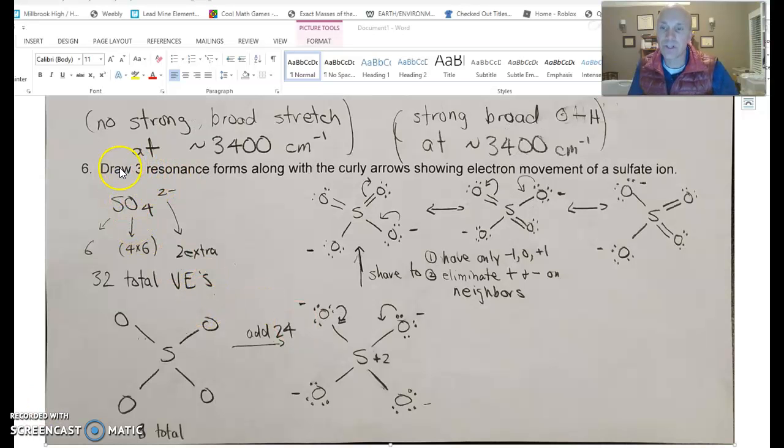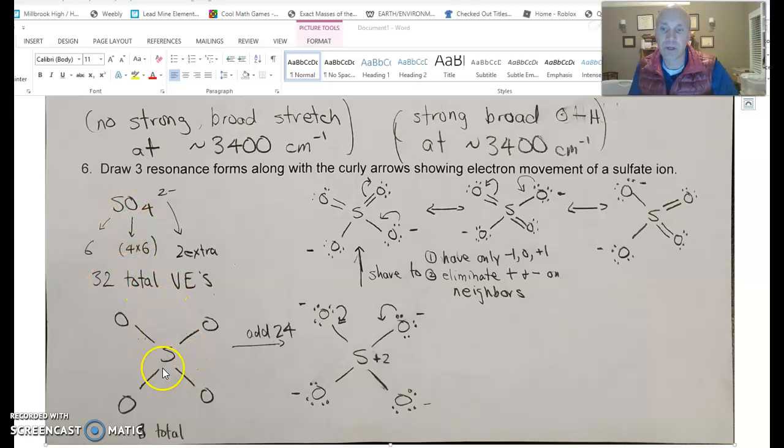So in the last question, it just says draw 3 resonance forms with the curly arrows showing the electron movement of a sulfate ion. First of all, figuring out the Lewis structure, let's start off with an acceptable Lewis structure. So we start with sulfate. Let's count the number of valence electrons. We've got 6 for sulfur, 6 for each of the oxygens, and then we're going to get 2 extra valence electrons because of the charge here. That makes a total of 32 valence electrons.